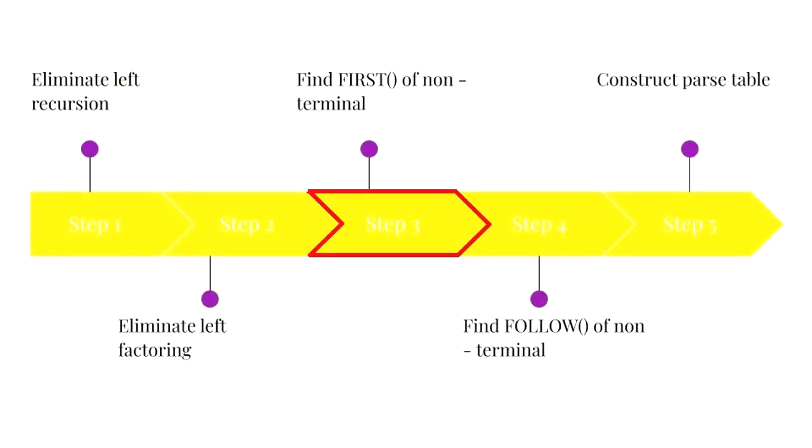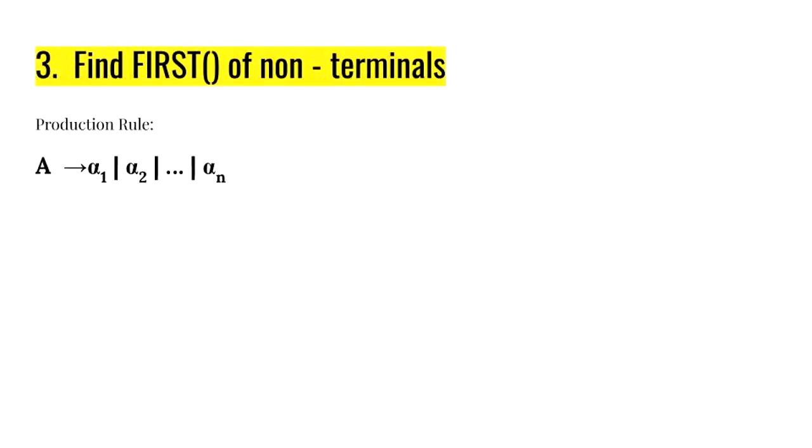The third step is to find the first of all non-terminals. The first question you should ask is, what is the first of any non-terminal? And the answer is, the first of any non-terminal is the set of terminals with which strings derived from it can start. Again, to get a better understanding, let's consider the working of the parser. Let's say we have a production rule where A derives alpha 1, alpha 2, up to alpha n.